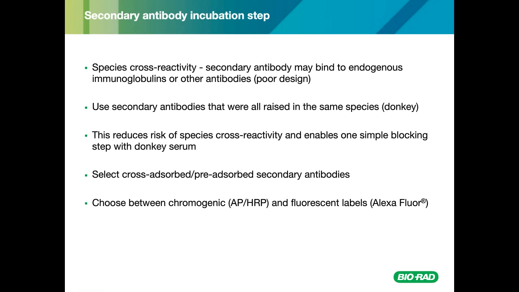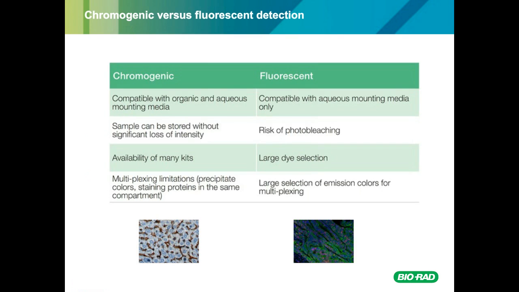To compare the two detection methods, chromogenic labels are compatible with organic and aqueous mounting media, while fluorescent dyes are only compatible with aqueous mounting media. Organic mounting media can often lead to better definition and crisper images. We will talk more about mounting media in the cover slipping and analysis section. Samples stained with fluorescent dyes have the tendency to lose their signal intensity, while those visualized with chromogenic labels can be stored without significant intensity loss.